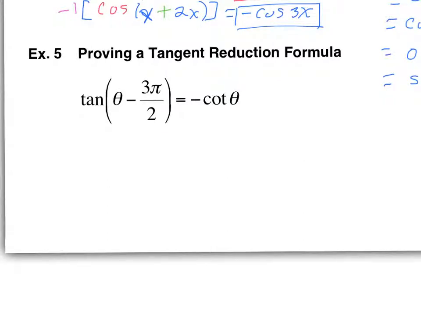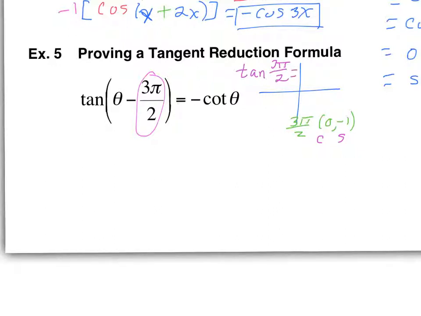So the last one that we're going to do is a little bit more hairy, because it's tangent. We haven't done much with tangent yet. But let's look at, this one is 3 pi over 2 again. So using our same coordinate grid, here's 3 pi over 2. Remember, the ordered pair is 0, negative 1, and cosine is a 0 and sine is a negative 1. So if I were to find tangent of 3 pi over 2, what would that equal? Tangent is what over what? Sine over cosine. So sine is negative 1, cosine is 0. What's that value? Undefined.